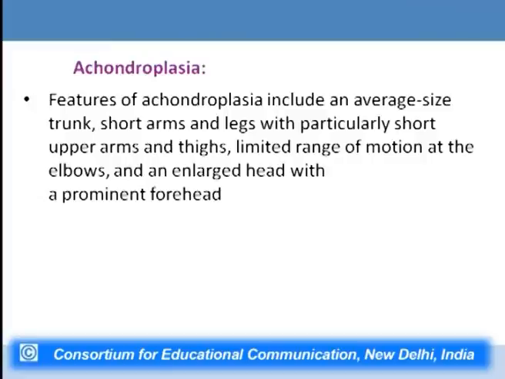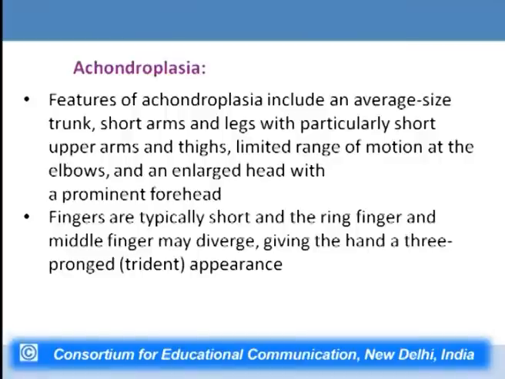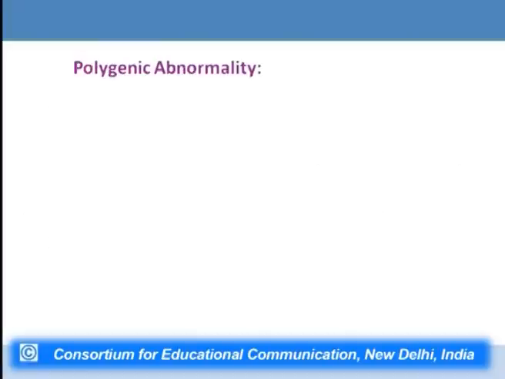Of course, they have these particular features: short arms and legs, enlarged head, prominent forehead, etc. And they have typically short fingers, though they can lead a normal life, but the stature is very short. Now, what about polygenic abnormality?